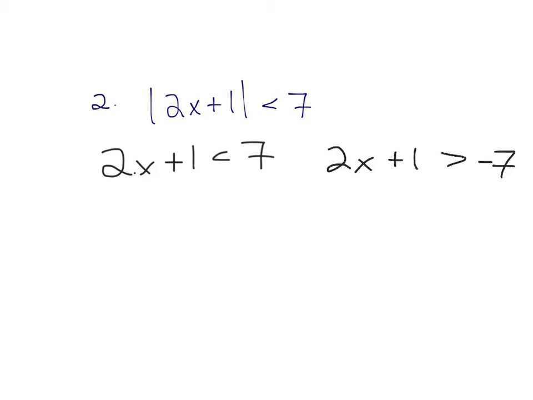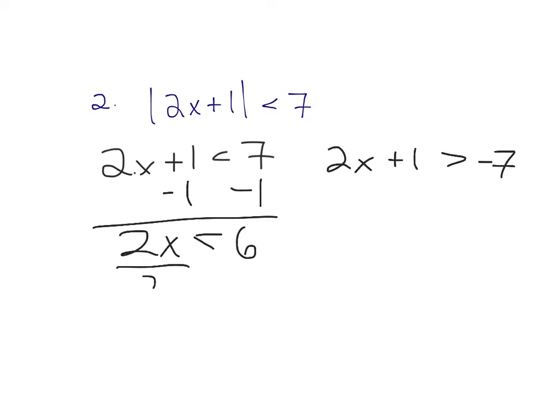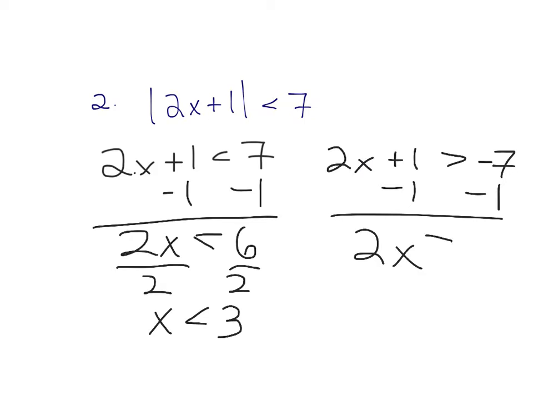And now I'm going to solve these two problems. Now, just like we saw before, our answers are going to be written in interval notation when it's an inequality. So here I'm going to subtract 1. 2x is less than 6. Divide by 2. And x is less than 3. I need to repeat and solve the right side. So subtract 1. 2x is greater than negative 8. Divide by 2. And x is greater than negative 4.